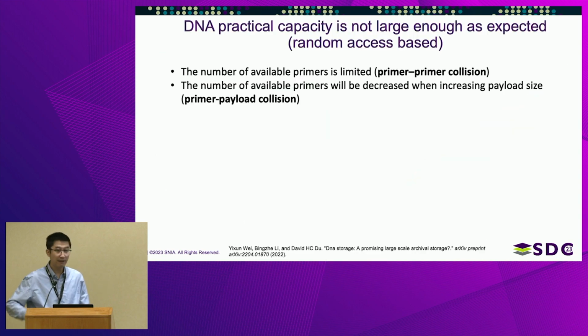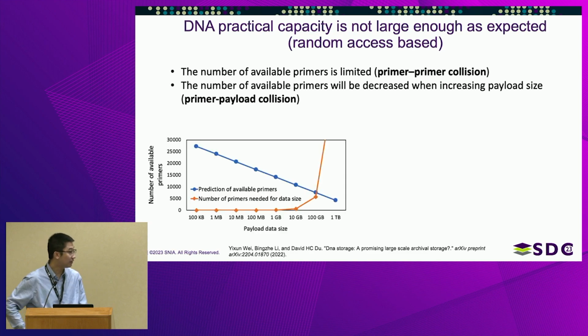And DNA storage has another problem. We expected DNA storage to have really large capacity, but the practical capacity is not as large as expected. This one is based on random access. That means we need to have some primer as an indicator to randomly access all those data. This is because of two reasons. One is that the number of available primers is limited because of primer collision. Secondly, the number of available primers decreases when increasing payload size, which is about primer-payload collisions.